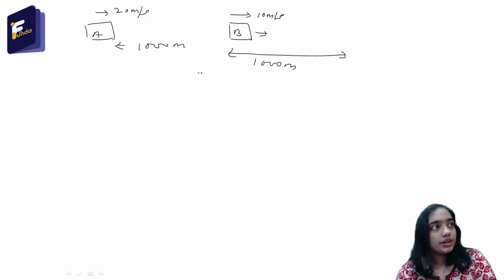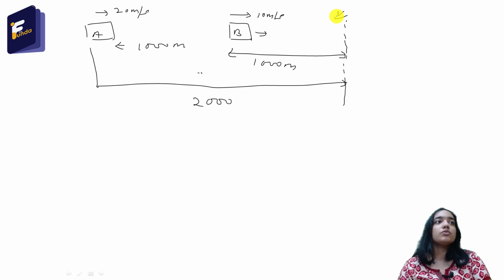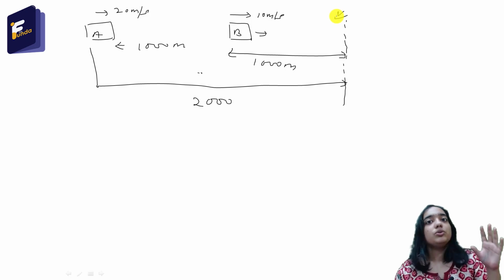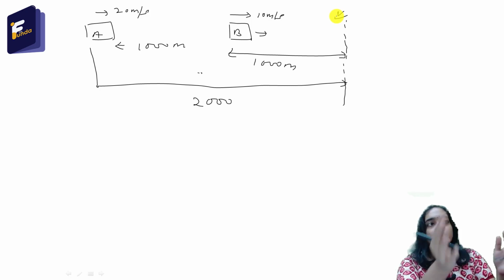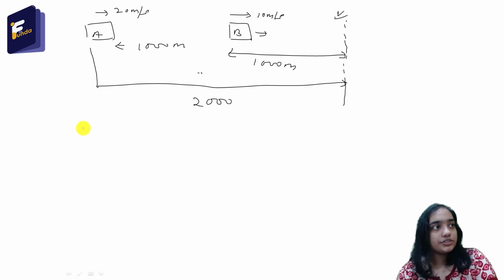So from here, where A is initially, A must have moved 2000 meters. As you can see, at this point, after 100 seconds, both A and B will meet. So this is what is happening in this question. The answer we found using relative motion is the same as the answer we see without using relative motion. Okay, so let's move to the next question.